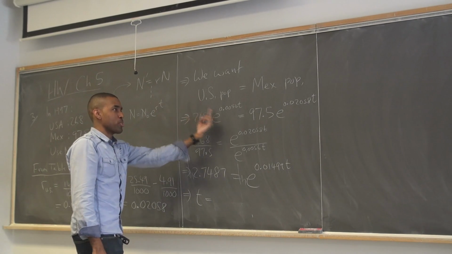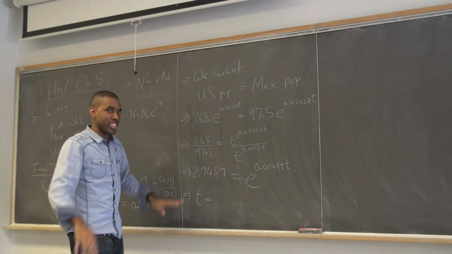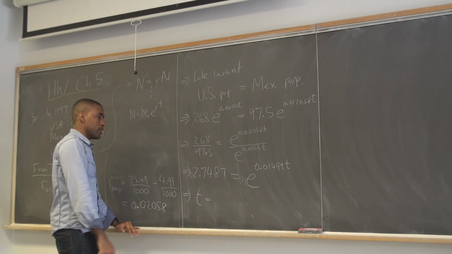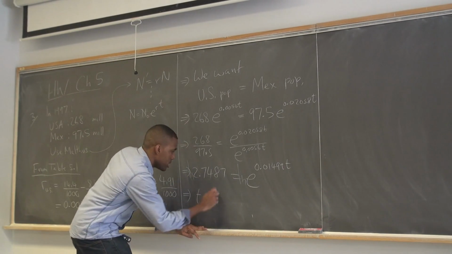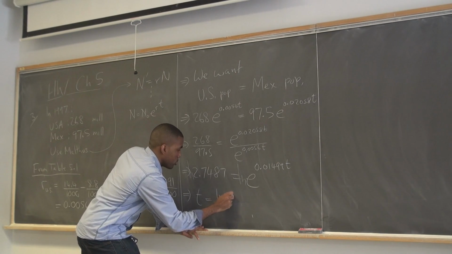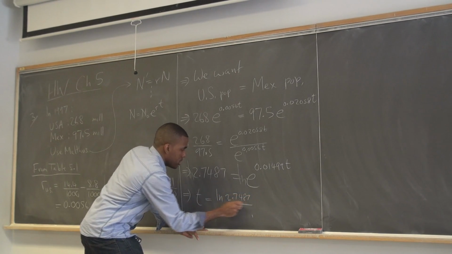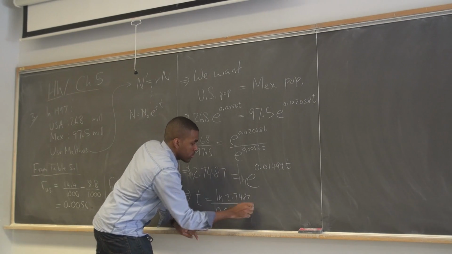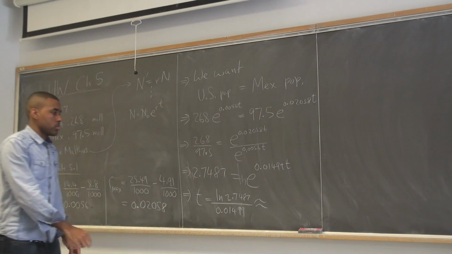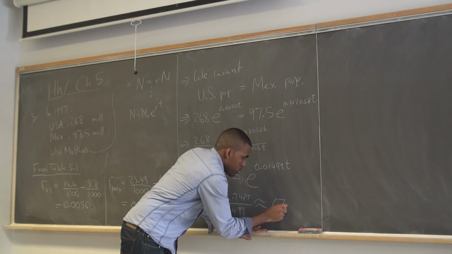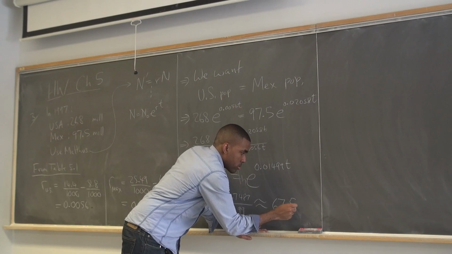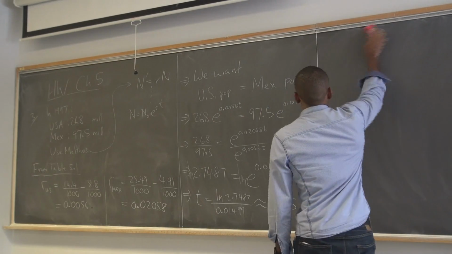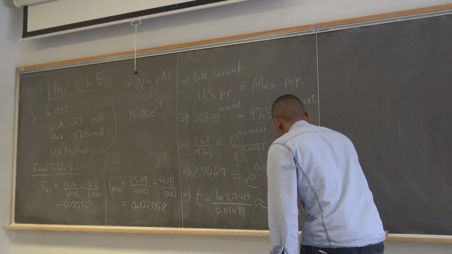Not many people would remember to put a plus sign in between them. That's why I don't want to risk telling you to do that. I'd rather you separate it first and then take ln. So t would actually be ln of 2.7487 divided by 0.01499, which is 67 point, okay, you just stopped at one decimal point. So this is the when.